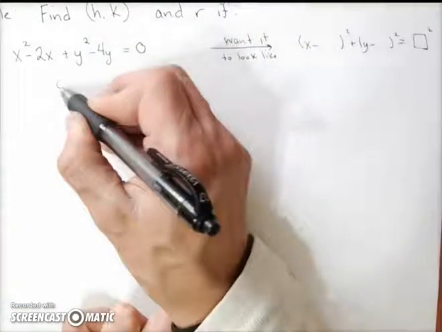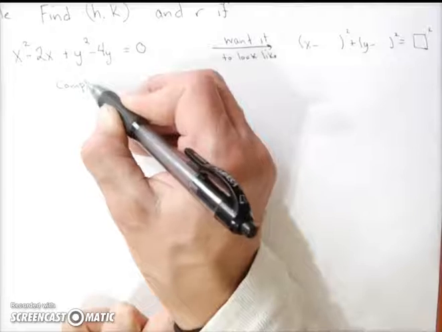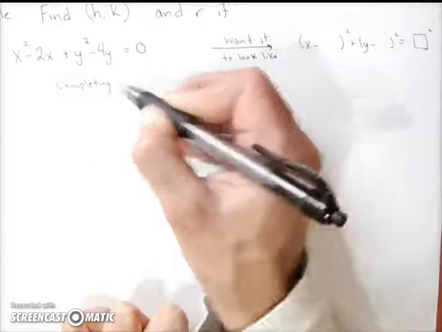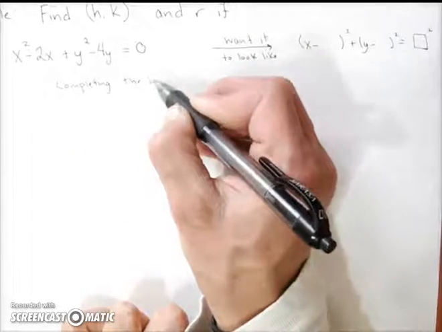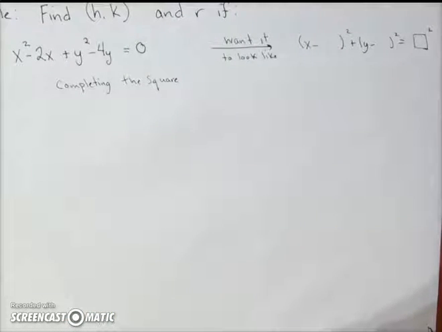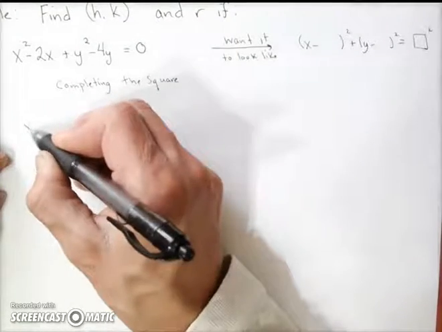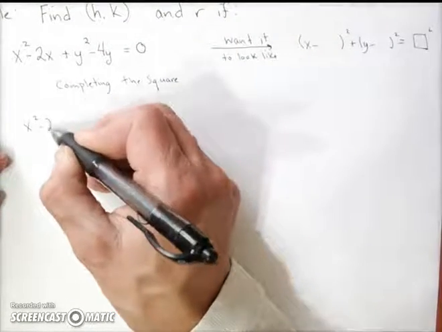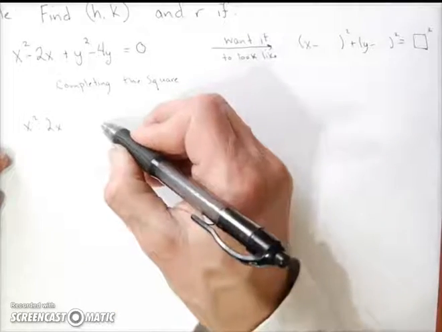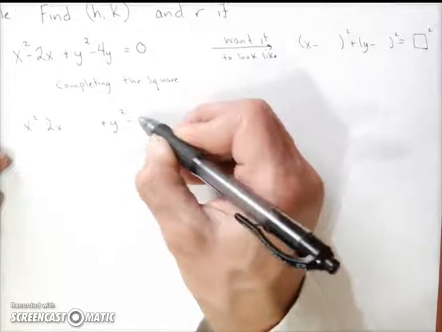The process is called completing the square. And under the review, I have a video where I show you why this process works. So I strongly recommend that you watch that video. So I'm going to rewrite the equation in sort of a funny way. I'm going to put some big spaces in between.